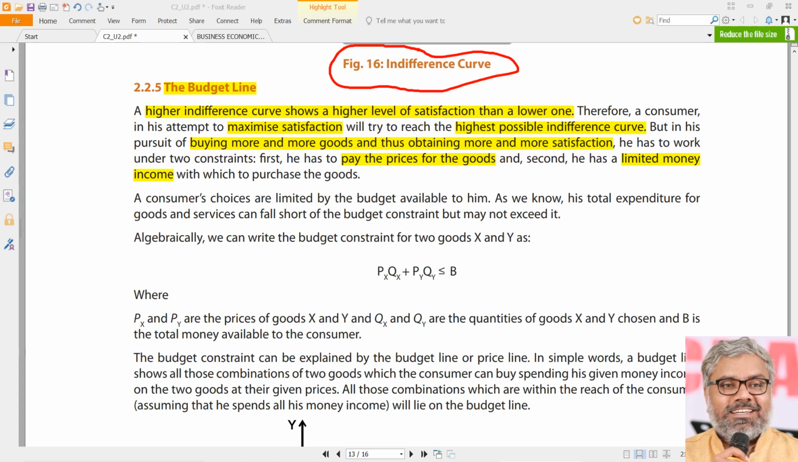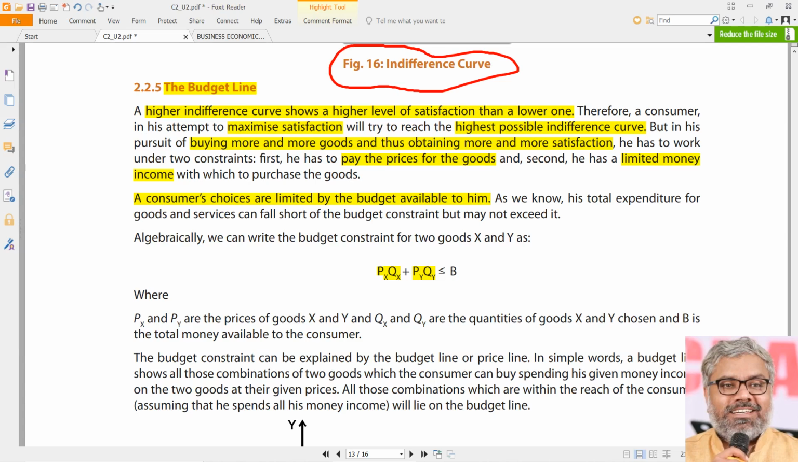So the simple point here is, a consumer's choices are always limited by the budget available to him. And naturally, the budget is the word. We are not talking about central government budget or state government budget. We are talking about a common man, a small consumer's budget, whatever it may be. Let us say he consumes Qx quantity of good X at a price of Px. Same way, he consumes Qy quantity of commodity Y at a price of Py.